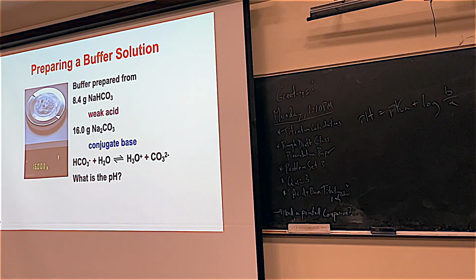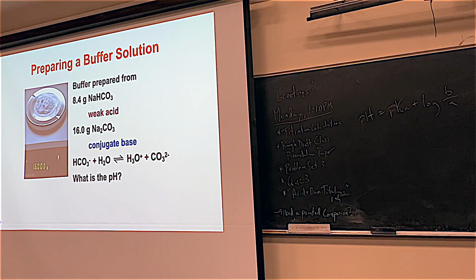So here's an example of a problem you might see. We're preparing a buffer. We've got 8.4 grams of sodium hydrogen carbonate and 16.0 grams of sodium carbonate. Remember that carbonate has less hydrogen than hydrogen carbonate. So that means hydrogen carbonate is the weak acid, and the thing with less hydrogen will be the base, the weak base, the conjugate base. So the equilibrium we're using here is hydrogen carbonate plus water, making hydronium plus carbonate. And the question is, what will be the pH?